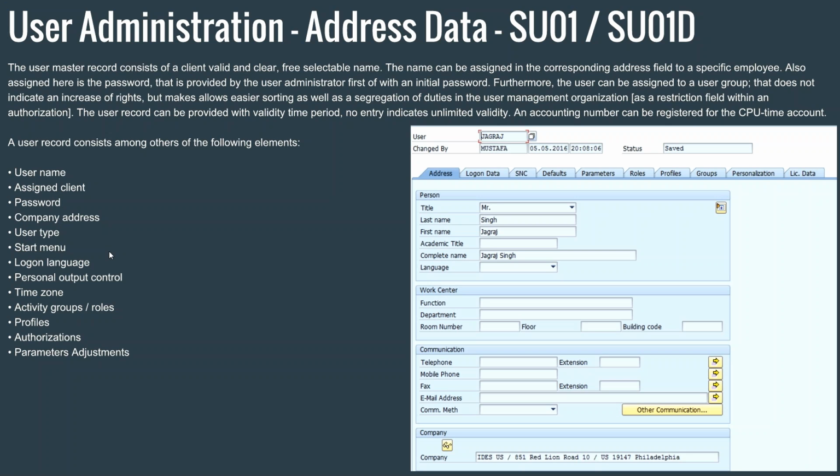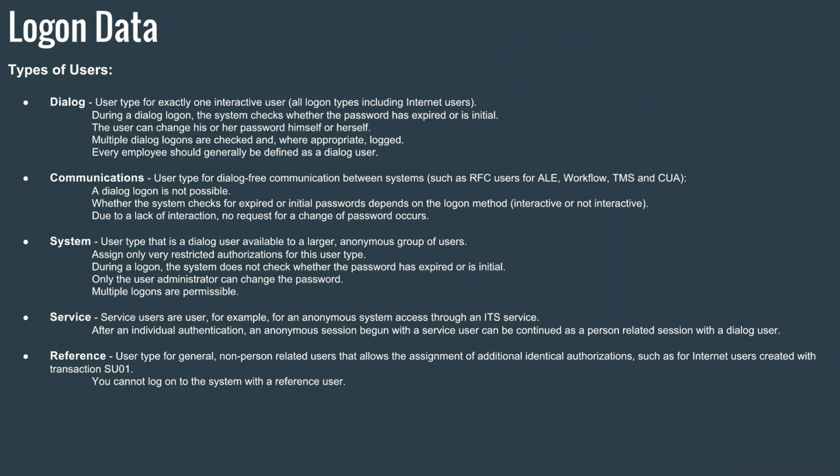Before we move forward, I would like to tell you what the different types of users are. Just let me know whenever you see it on screen. Yeah, I can see it. Okay, the first one is the dialog user. Dialog user is the normal user. This is the first category of users. Whenever we log on, just like Mustafa and Jagraj, these are the dialog users we have created. This is exactly one interactive user.